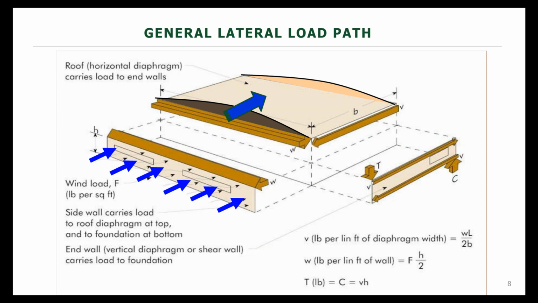This is just another illustration of our lateral load path. Again, our horizontal diaphragm for a roof, for example, would carry that load to the end walls that are supporting it. The side walls are going to carry the load. Half of it would be carried to the top of the wall, to the roof diaphragm at the top of the wall, and then the bottom half of the wall we would consider to dump that load directly to the foundation. And then our end wall, again, would be our shear wall.